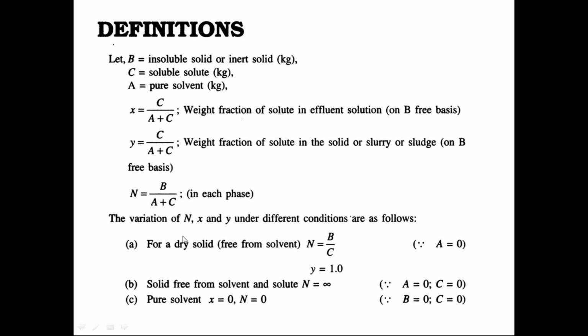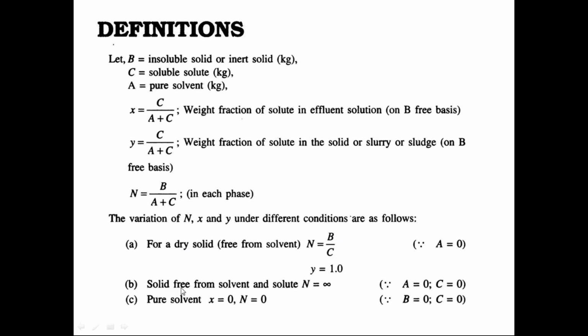Once you wet this dry solid with the solvent, then it will become a slurry. So A will be present. Otherwise, A is equal to 0. In that case, N is equal to B by C, and Y is equal to C by C, because A is 0, then Y will become 1. So if it is given that the dry solid is added, then you should say that N is equal to B by C and Y is equal to 1.